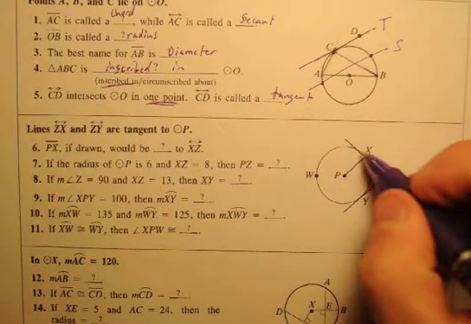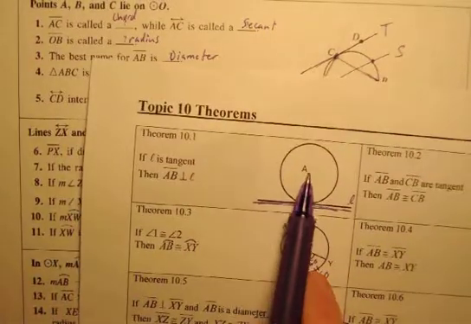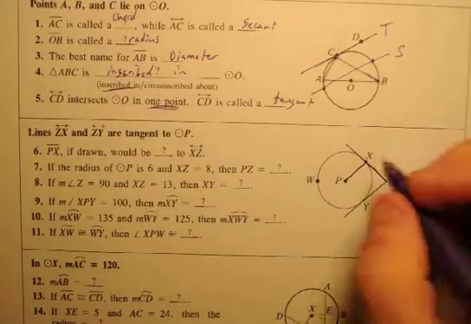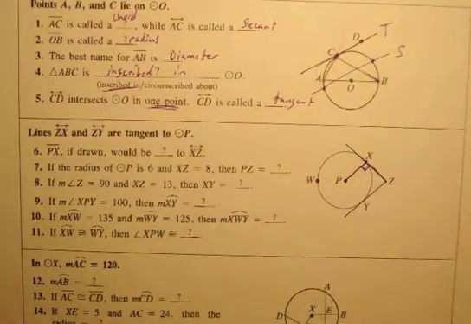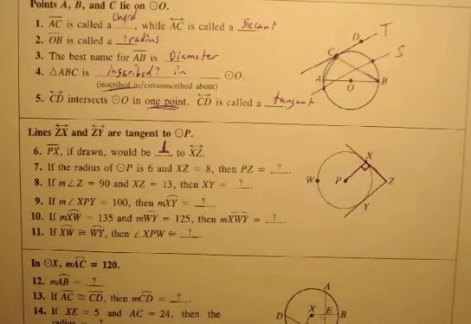Well, there's a tangent, that's a radius, and according to theorem 10.1, a tangent and a radius will always be perpendicular. So this will have to be a right angle right there. I'm going to use the perpendicular symbol to put in there.